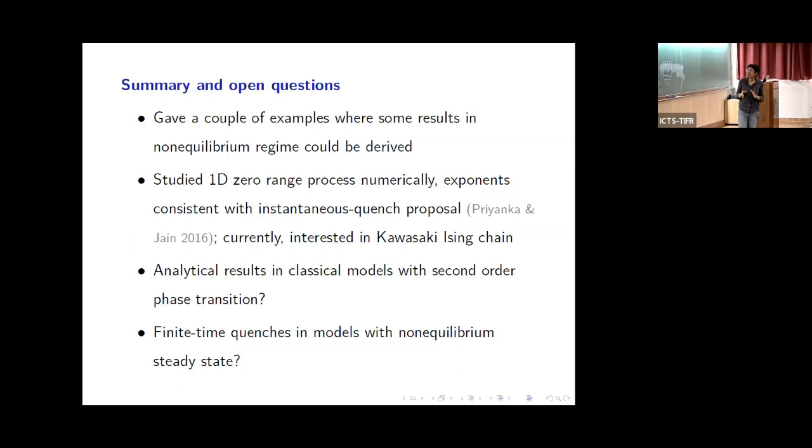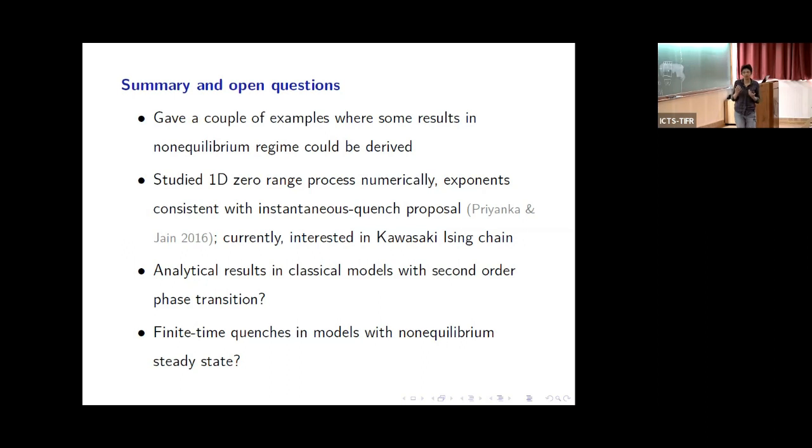I just gave you a couple of examples where some results in the non-equilibrium regime can be derived. We have also studied the one-dimensional zero-range process, and these results were found to be consistent with this instantaneous quench proposal, but this is completely numerically done. Right now, we're also interested in looking at the Kawasaki-Ising chain. The results that we get, we don't really understand. But I'm happy to talk to you if anybody is interested.